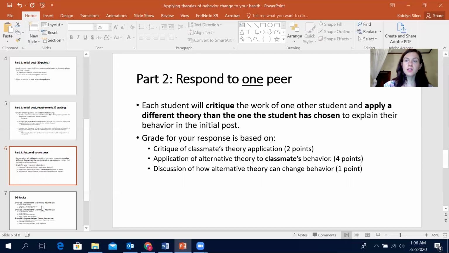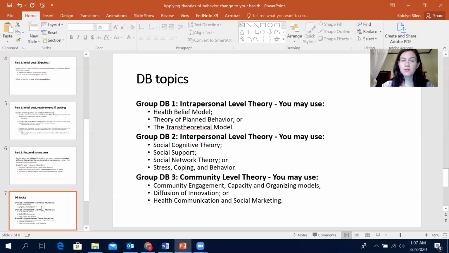That is, the application of the alternative theory to your classmate's behavior, and discussion of how that theory can be used to change behavior. These don't really need references at this point, but if you want to be extra prepared for your final paper, you could look into the literature and start to collect some references and studies that have shown how these actually do apply, or how intervention strategies mapped onto these theories have been shown to change the behavior. Because in your final paper, you will need references for this, but it's not required for the discussion board.